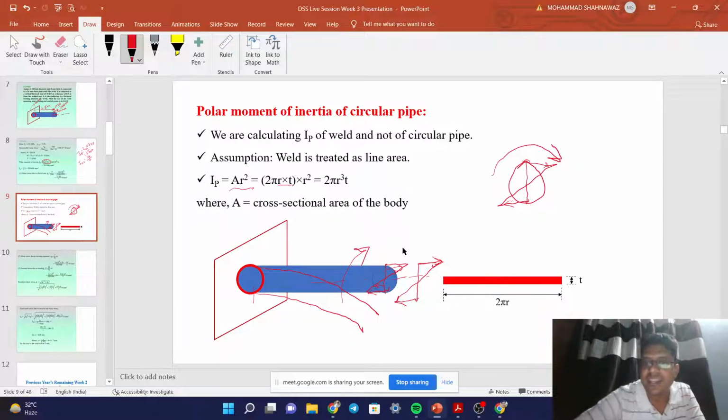So that is why we are taking it as normal stress, meaning it is perpendicular to this plane, this cross-sectional area of this circular pipe. So this is perpendicular to this, and that's why we are reporting it as normal stress. The other two stresses are reported as shear stress because they will come on this plane and not perpendicular to this plane.